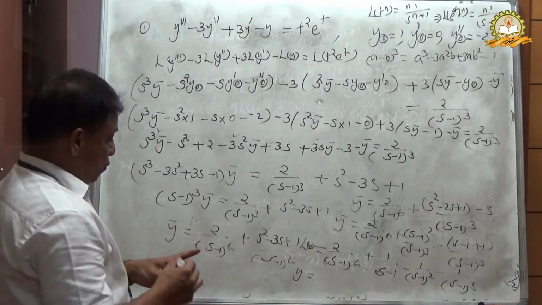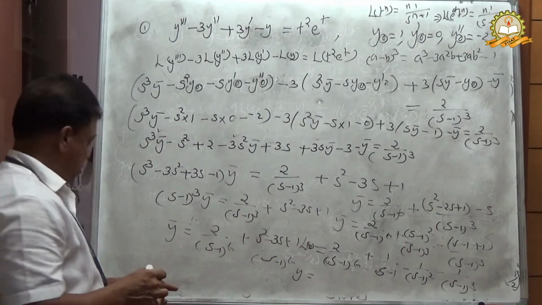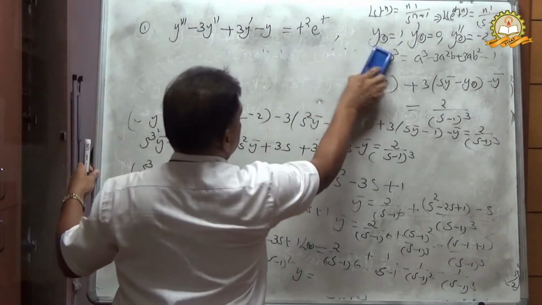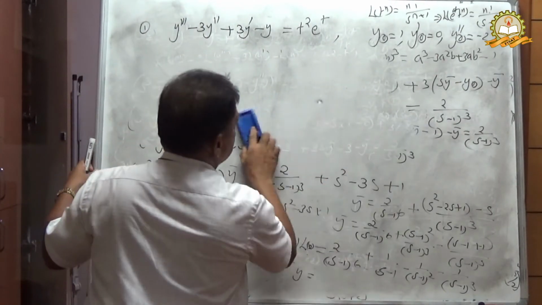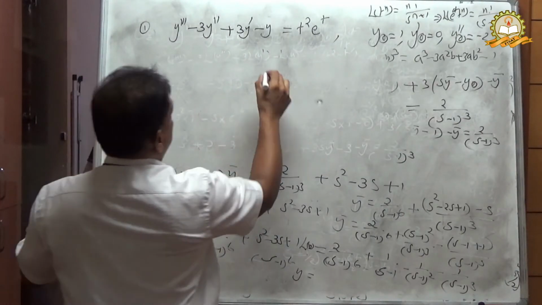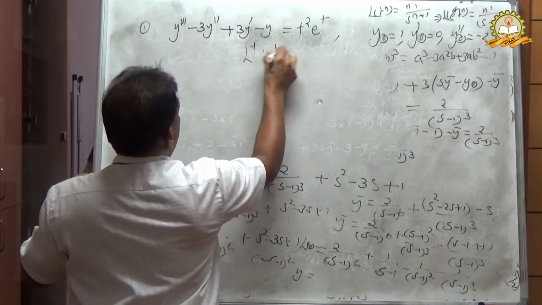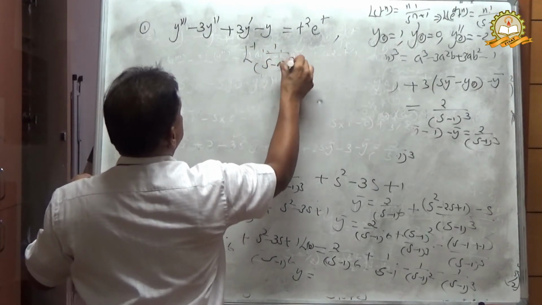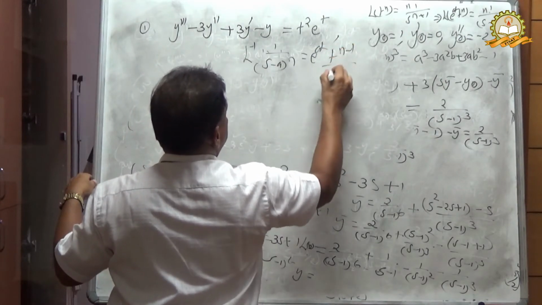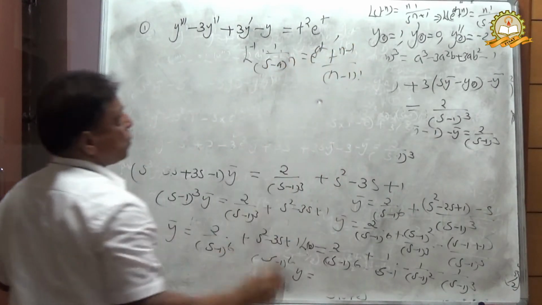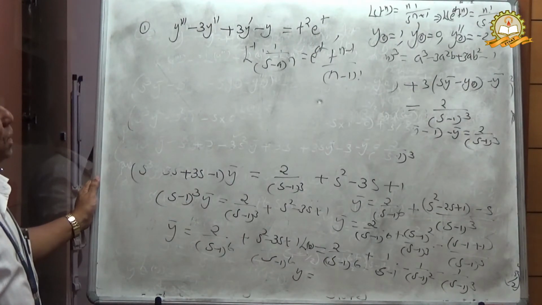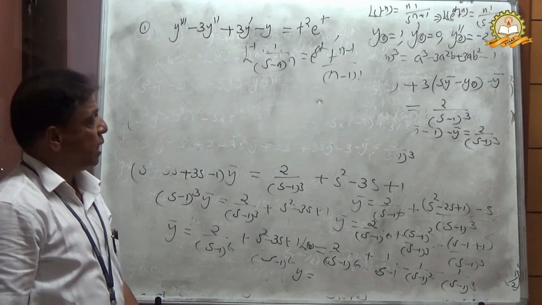We take the inverse of the separate functions. We can take the inverse function. For that, we apply the formula: L inverse of 1 by s minus a whole raised to n is equal to e raised to at into t raised to n minus 1 by n minus 1 factorial. We know this formula.